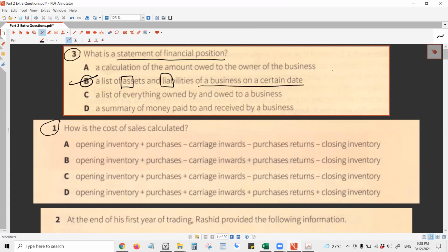I know it lacks the word capital, right? It doesn't have the word capital, but that's the closest answer. Now let's see why the rest are not the answer.